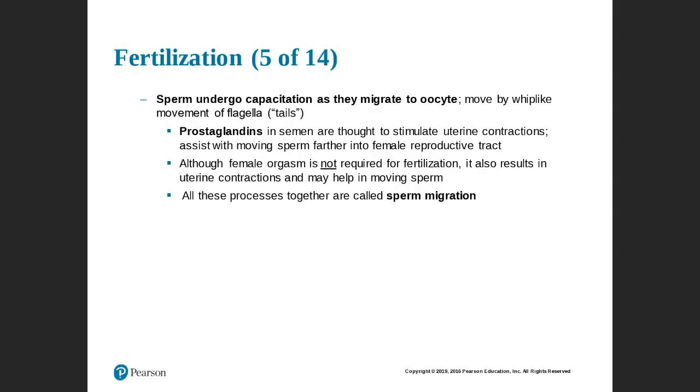The sperm move with a whip-like motion, kind of a corkscrew fashion, with their flagella, their tails. There are also numerous prostaglandins secreted by the prostate gland in the semen, and these stimulate uterine contractions, which assist with the movement of the sperm farther into the female reproductive tract. Even though the female orgasm is not required for fertilization, it does help in moving the sperm through the tract, through the oviduct. This process whereby the sperm move up into the female reproductive tract is called sperm migration.